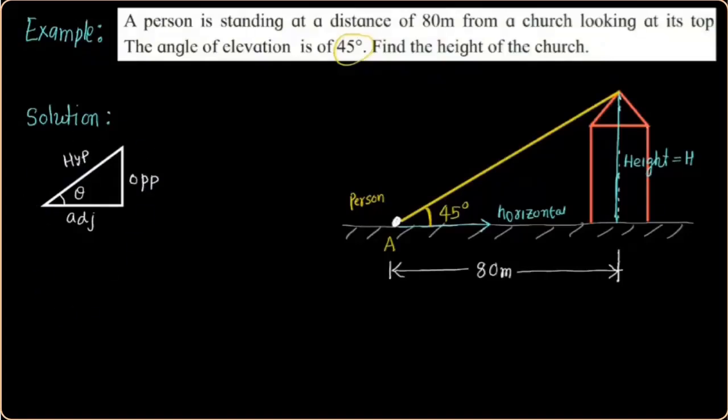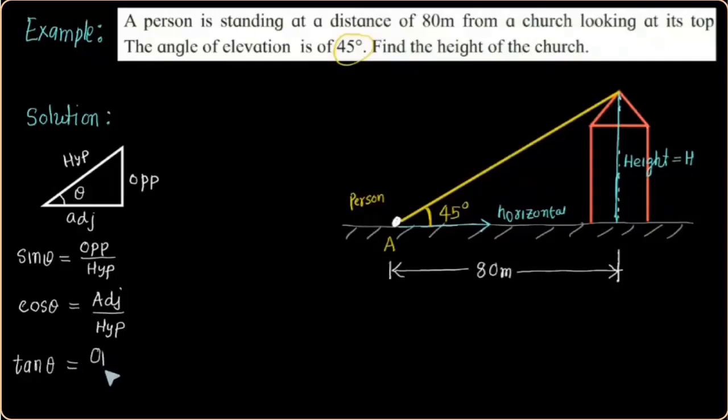Okay. So there are a few trigonometric ratios we require. Like we have sine theta, which is opposite side divided by hypotenuse. We need another trigonometric ratio, cos theta, which is adjacent side divided by hypotenuse. And the third one is tan theta, which is opposite side divided by adjacent side. So in order to solve problems based on angle of elevation and angle of depression, at least these three trigonometric ratios we must know. Okay. So I have just given you the three trigonometric ratios in short.